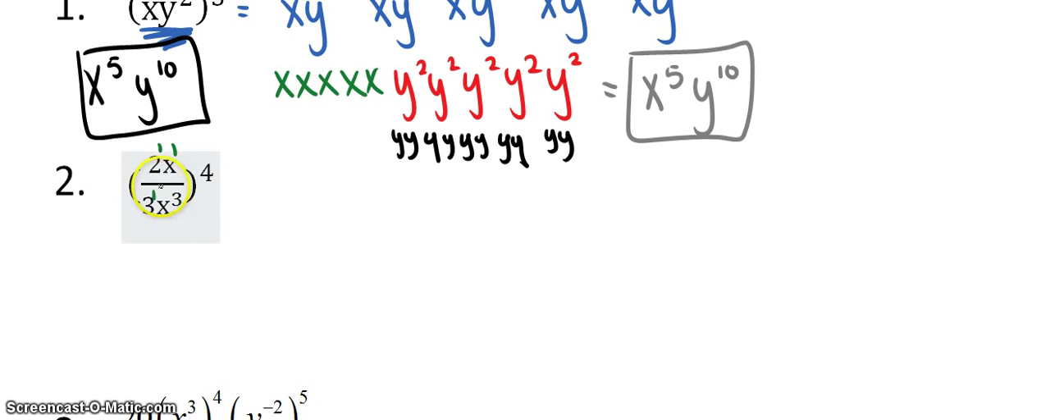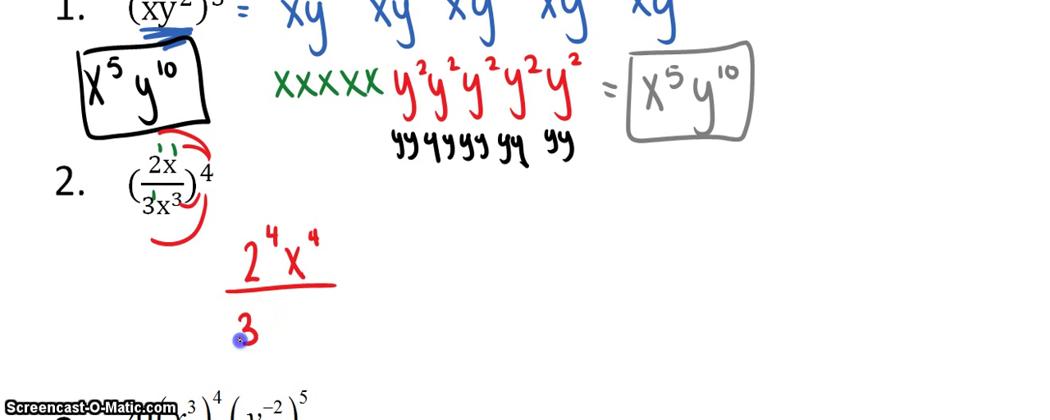Okay, so anytime you have different bases, even if it's division, and it's all multiplied to the fourth, that means you would multiply this whole thing 4 times. So we can distribute that 4 to each base. So we have 2 4 times and x 4 times in the numerator. We have 3 4 times, and this one's a little tricky. You got to multiply the 3 and the 4, so we have 12 x's in the bottom, the denominator.